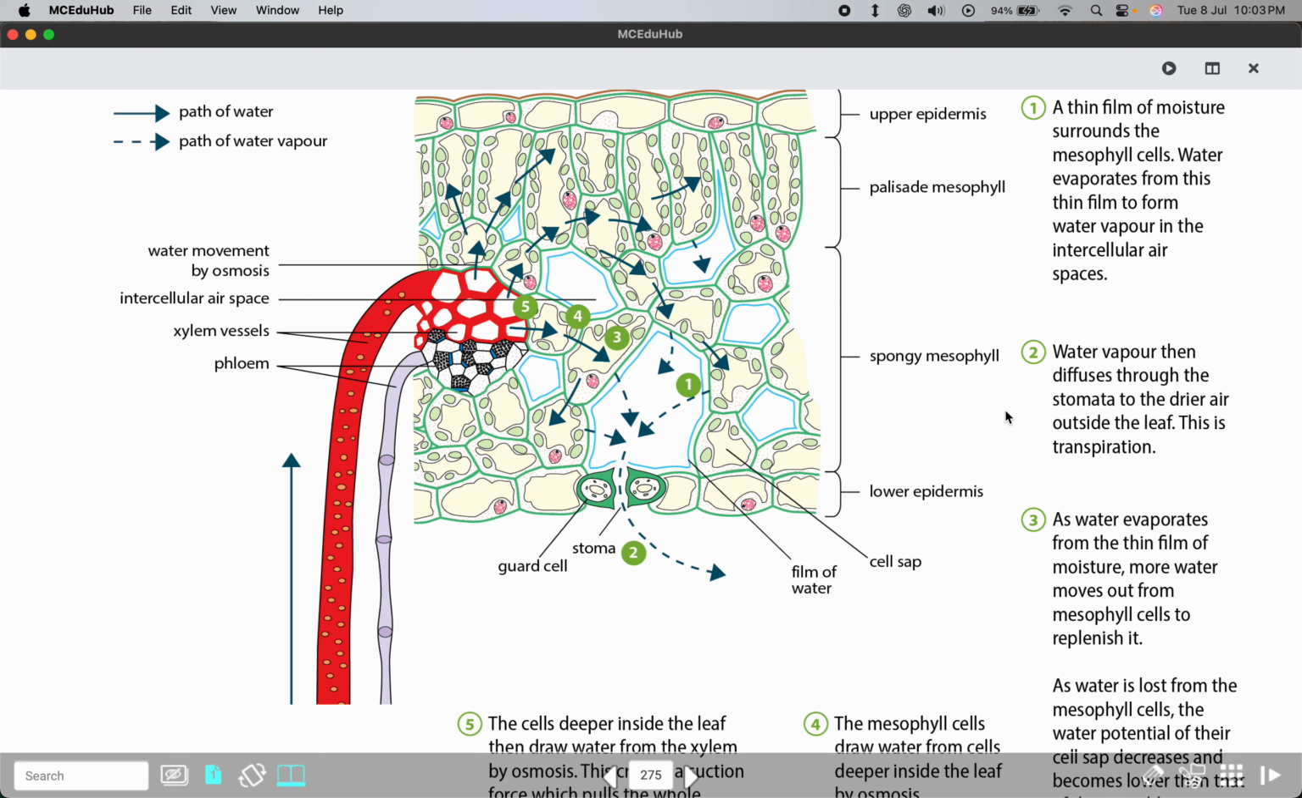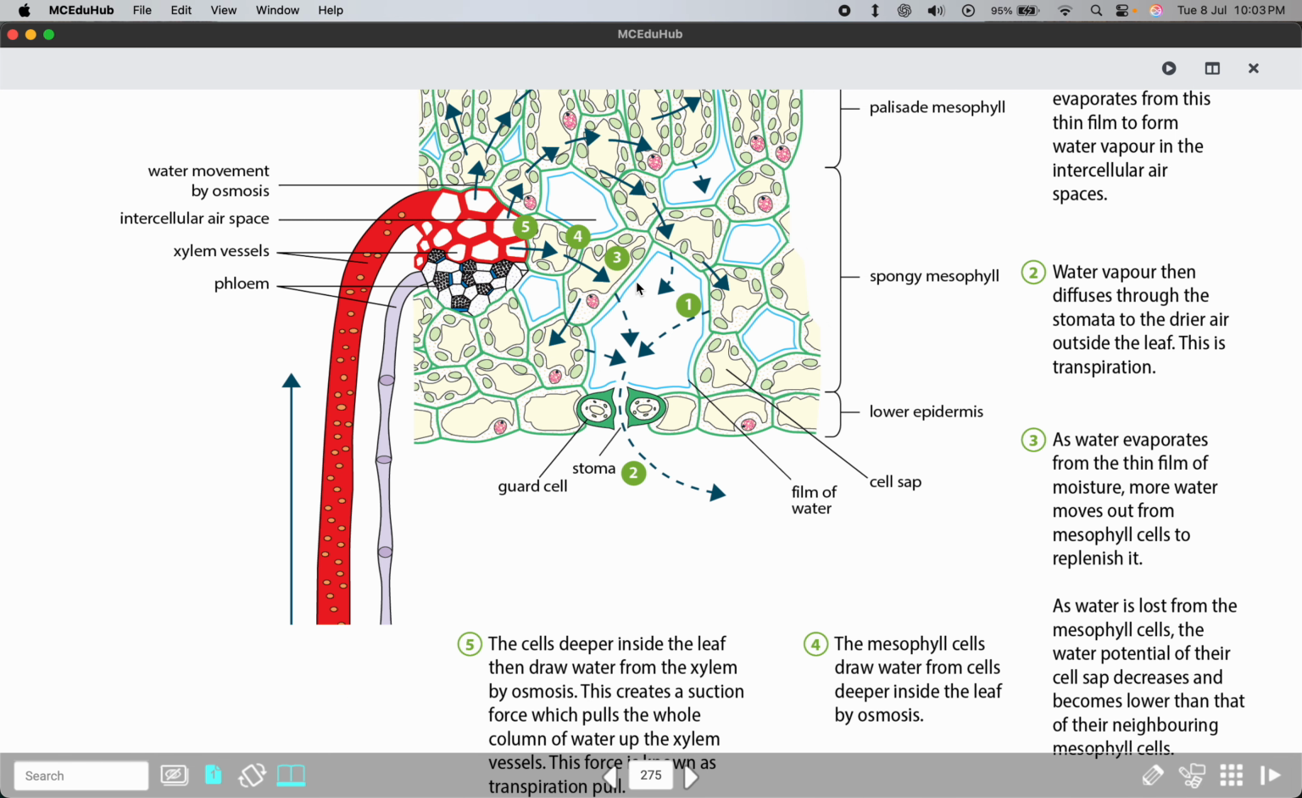Okay, step 2. Water vapor diffuses through the stomata towards the drier air found outside the leaf. And this diffusion is known as transpiration. Now, because the water evaporates from the thin film of moisture, more water will then move out from the mesophyll cells to replenish this thin film of moisture, as we see in step 3. So the mesophyll cells will draw water from the cells deeper inside the leaf by osmosis, because again, this is a chain reaction.